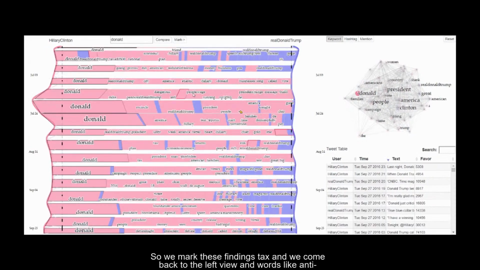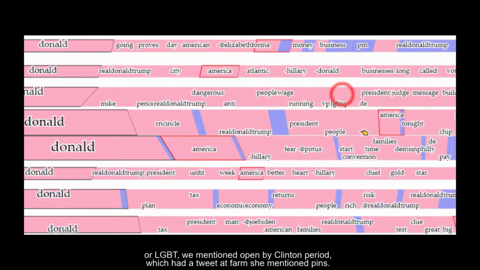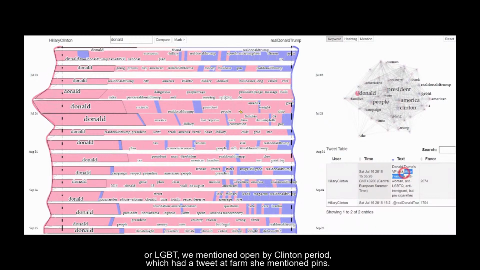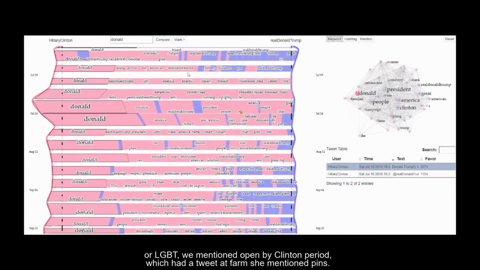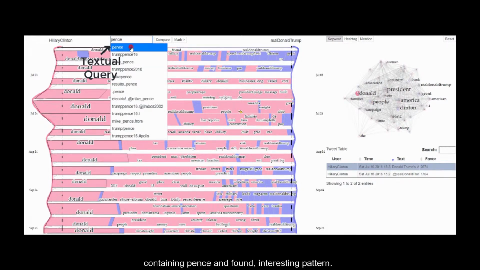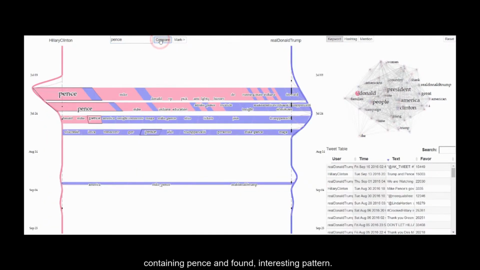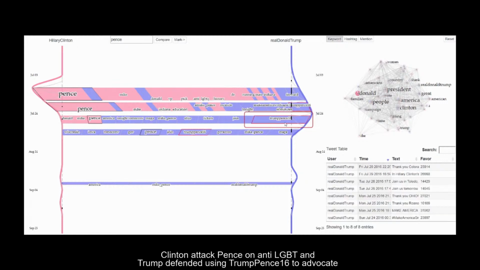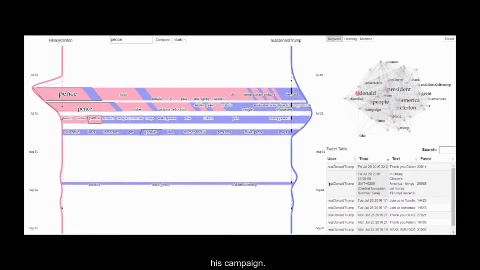Then we come back to the last view, and words like "anti" or "LGBT" were mentioned often by Clinton in the period. We checked the tweets and found she mentioned Pence. Then we type in Pence and query the subset containing Pence and find an interesting pattern. Clinton attacked Pence on anti-LGBT, and Trump defended, using "Trump Pence 16" to advocate his campaign.